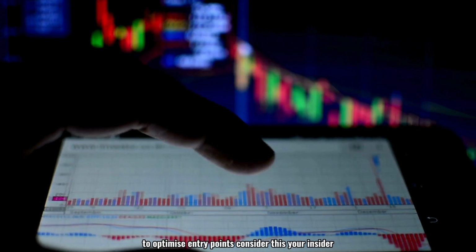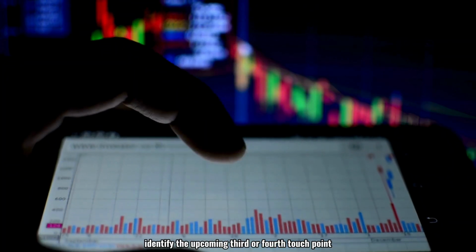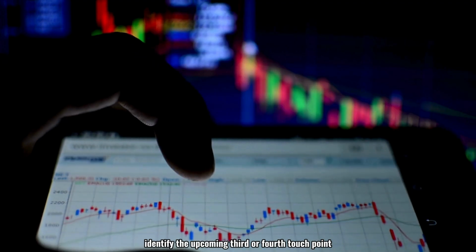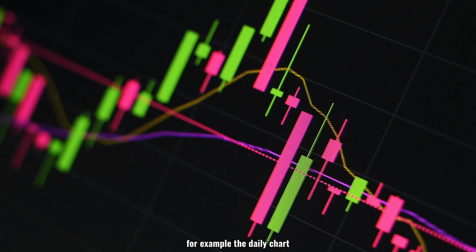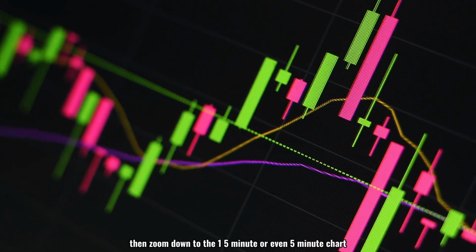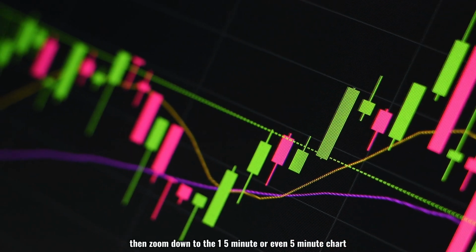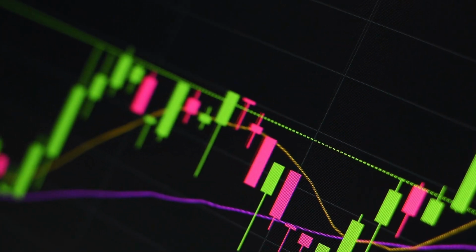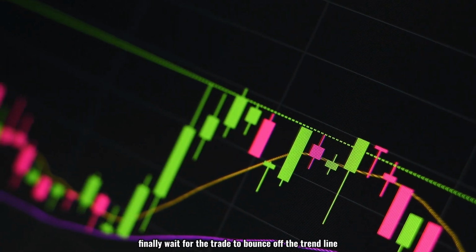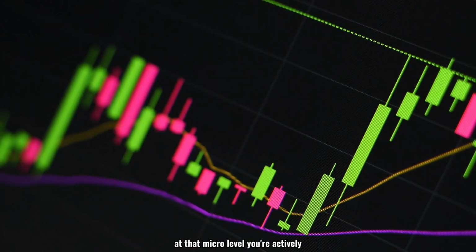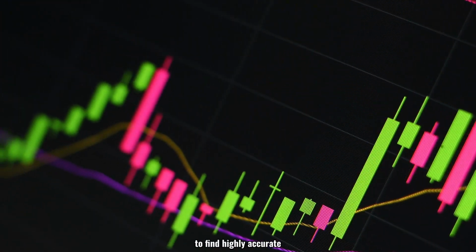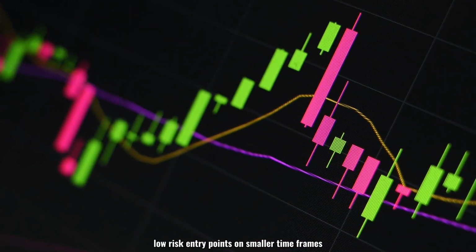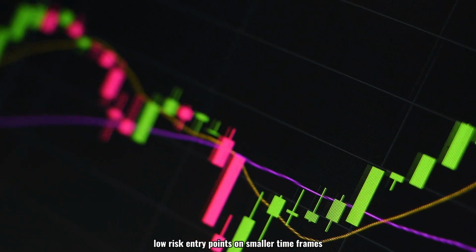Consider this your insider tip. First, identify the upcoming 3rd or 4th touch point on your larger macro chart, for example, the daily chart. Then, zoom down to the 1-minute or even 5-minute chart. Finally, wait for the trade to bounce off the trend line at that micro level. You're actively using the main macro trend line to find highly accurate, low-risk entry points on smaller time frames.